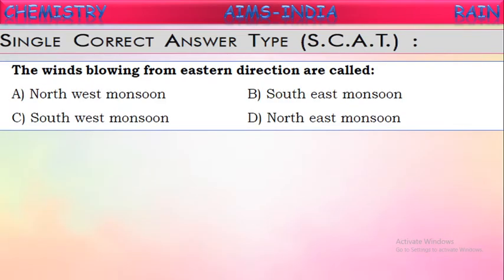So the first question: the winds blowing from the eastern direction are called. Yes, we get different winds from different directions in different seasons. 2 winds we get in the monsoon season. Out of them, one is the winds blowing from the eastern direction. These winds blowing from the western direction are called northeast monsoon. One more is there, southwest monsoon. We know that. So these two are the different monsoons we get.